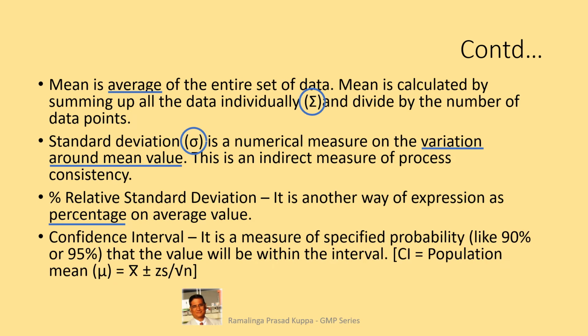Confidence interval. It is a measure of specified probability like 90% or 95% that the value will be within the interval. So the CI for the population mu, the mean, is calculated by this formula.